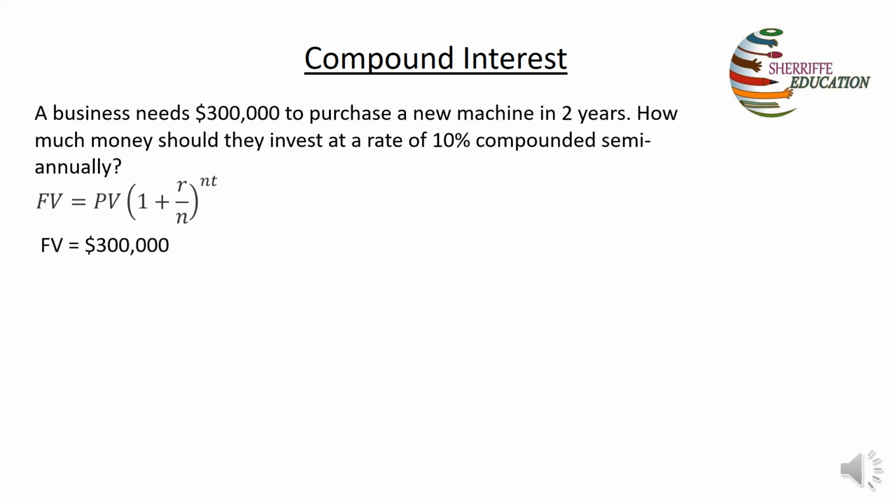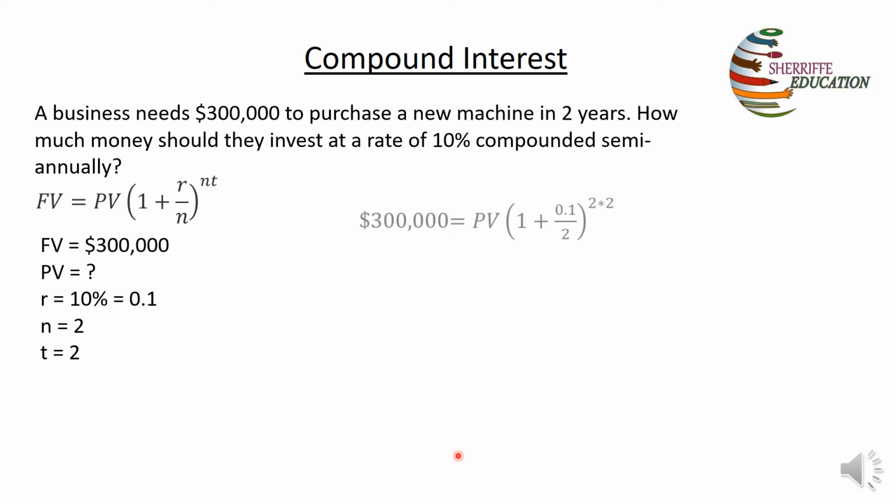So the future value is equal to $300,000. So it says the business needs $300,000 to purchase a new machine in 2 years. So this is money that is needed in the future. So in 2 years time. So this is the future value. The present value is unknown because the question is asked, how much money should they invest? So if they're investing it, that will represent the present value. The rate is 0.1. N is equal to 2 because it is compounded semi-annually. And the time is equal to 2 because they need it in 2 years.